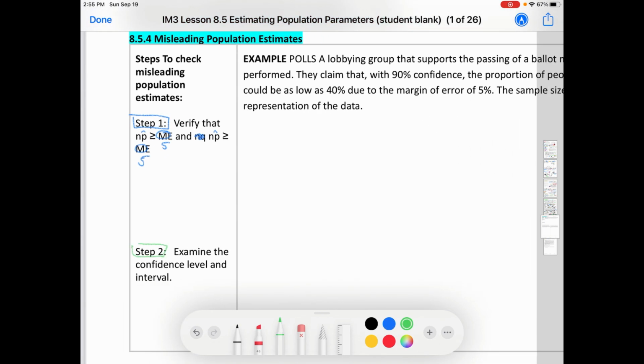And the second thing I want you to check is the confidence level. You know, there's only 3 numbers. What are our 3 numbers for our confidence intervals? It's only 90, 95, and the third one is 99%. And we also need to check the interval.